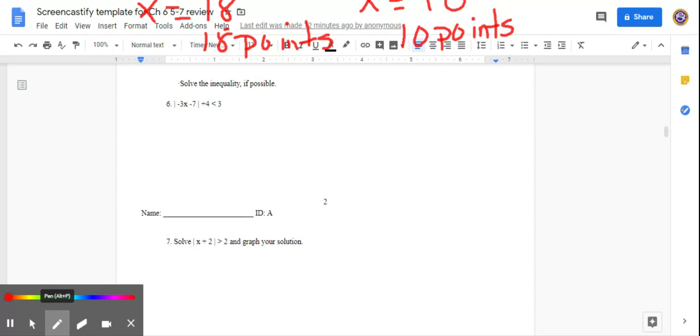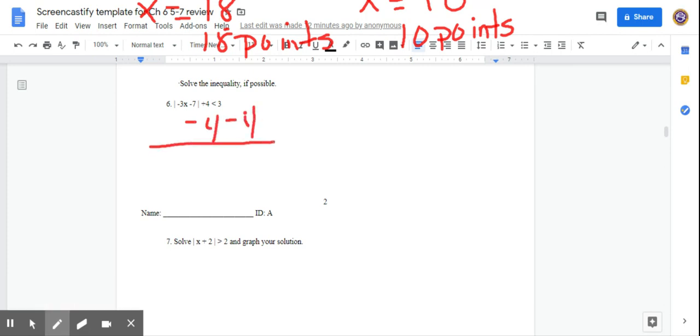Remember, we have to get the absolute value by itself first. So there's addition of 4 on the left-hand side. That has to get over to the other side so that the absolute value gets by itself. So we're going to subtract 4 first from both sides. That leaves us with the absolute value of negative 3x minus 7 is less than negative 1. As soon as you see that negative sign, again, ding, ding, ding, absolute value can't be negative.